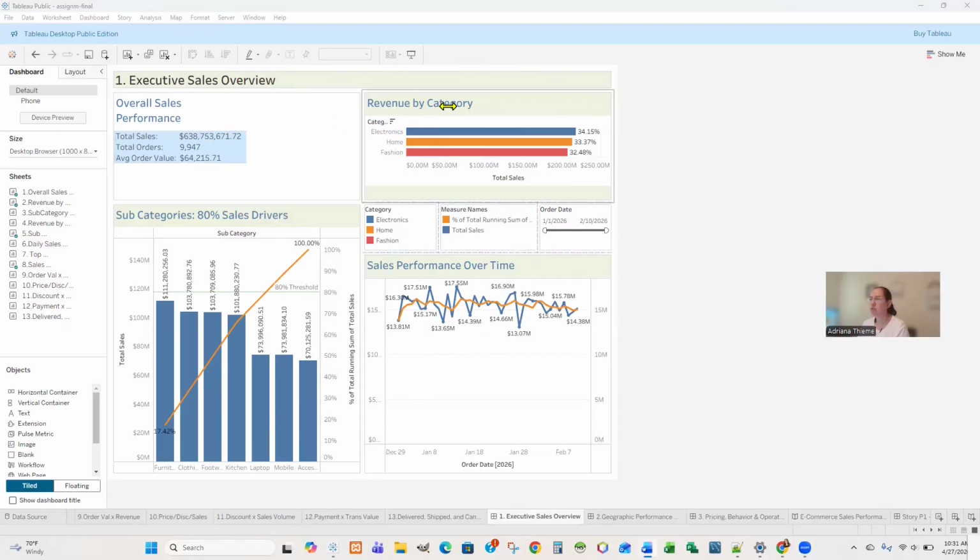And then it also shows revenue by category. So we dive deep into the main categories that are driving revenue. Then we identify the subcategories that are driving 80% of our sales. And then finally, the time series chart is tracking sales over time, highlighting changes, peaks, and short-term trends.